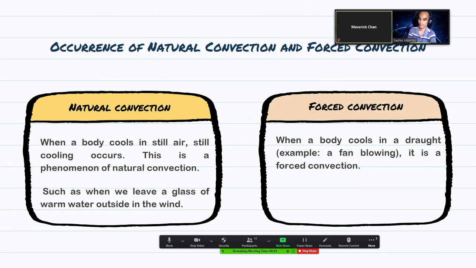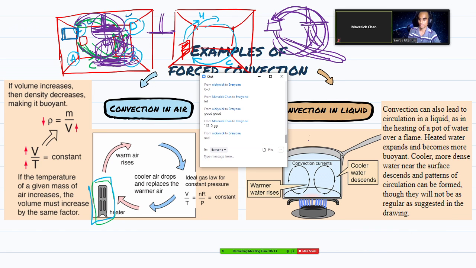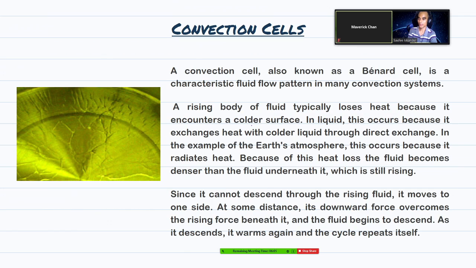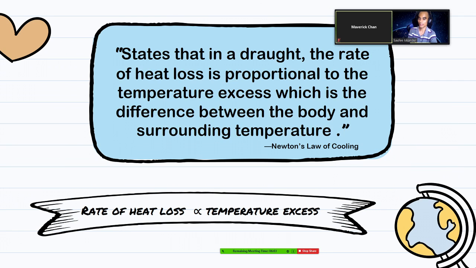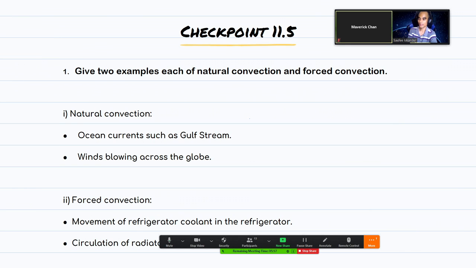And next, can we go next? Oh, we have something here. Set. Okay, forced convection cell, cooking, and this is actually just for your entertainment. It doesn't have anything. Okay.